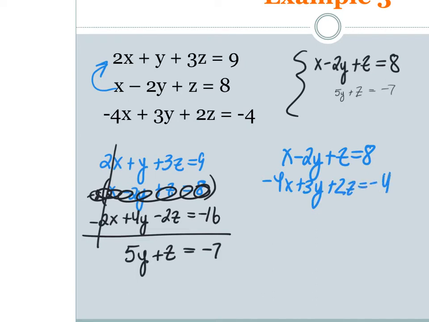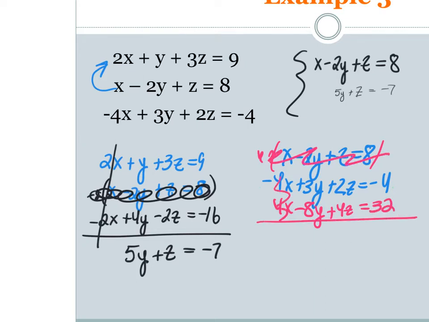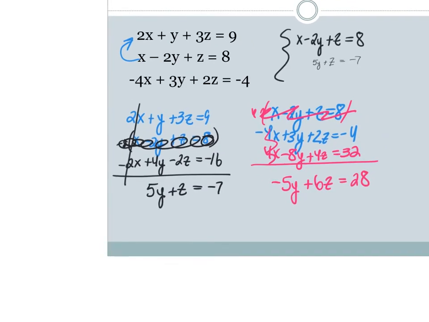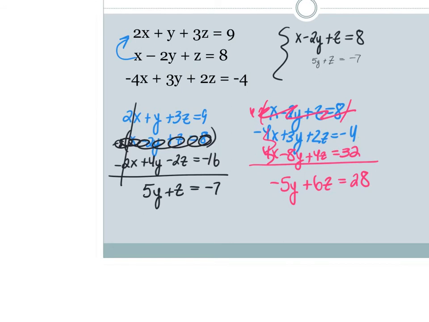Let's eliminate the x's. What am I going to multiply the top by? 4. So I have 4x, then what? Minus 8y plus 4z equals 32. Okay. So if I eliminate, I have negative 5y plus 6z equals what? 28. Good. All right. Now I needed to say just z equals. So what should I do?